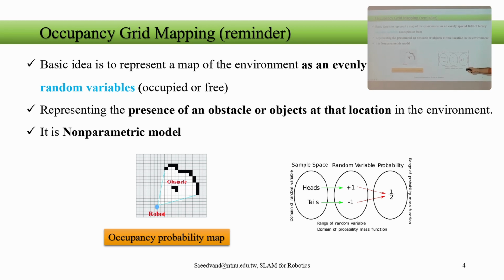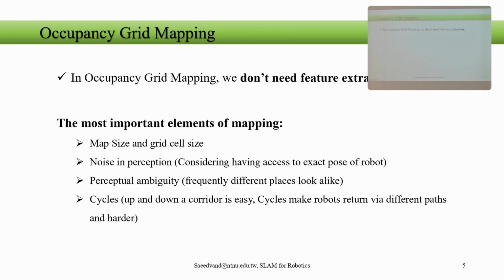As for random variables, you know that if you talk about tossing a coin, we can have head and tail, and we can consider them as, for example, positive one and negative one. If you bring it to probability form, then we have a 50% chance that the coin is head or tail. So we want to bring that form to the probability of each one of these grid cells, to say whether it is occupied or free. Is it clear? Okay.